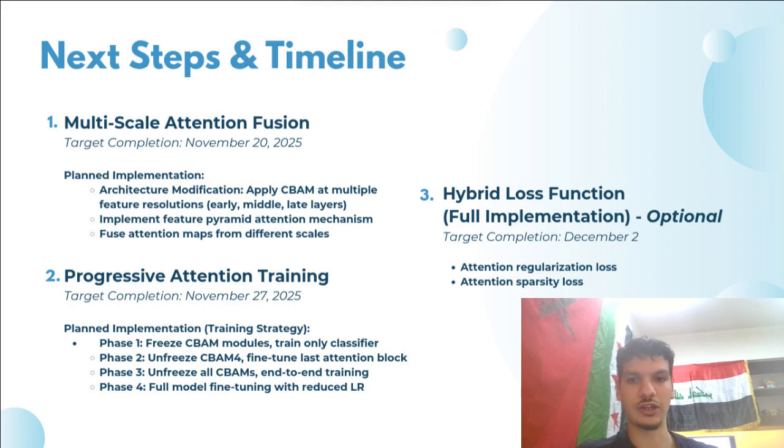For the next steps and the timeline, we have three more steps that we're looking at. The first one is the multi-scale attention fusion, which we intend to implement by November 20th, which is modifying the CBAM architecture at multiple resolutions and using a feature pyramid for the fused maps. After that, by November 27th, we intend to implement the unfreezing in phases of the CBAM modules. And then, if we have enough time and we see that it's going to help, we intend to add more features to the hybrid loss function with regularization, hopefully to be completed by December 2nd.